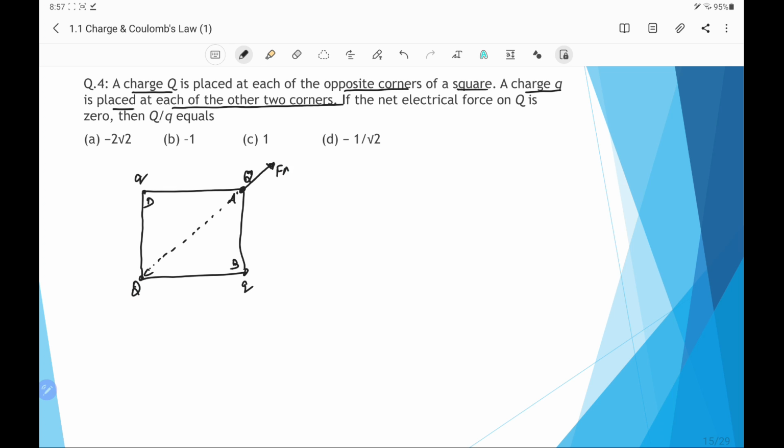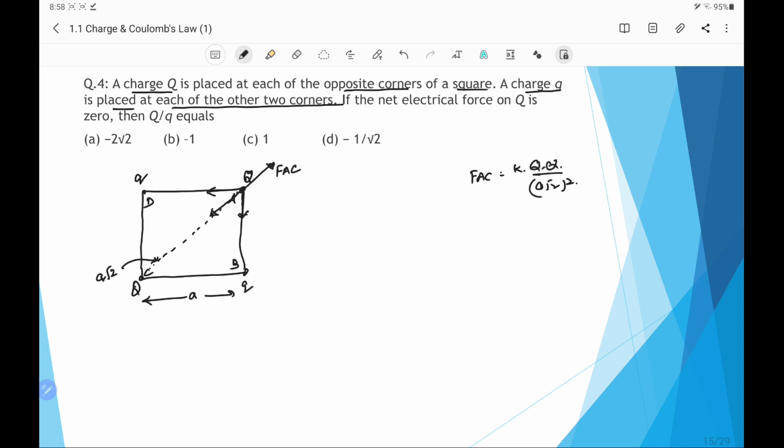So F on A due to C, we can write, is equal to k into q by, and the distance between the charges will be the diagonal of a square, that is a root 2 if the side of the square is a. So it is (a root 2) whole square. Now we have to check the forces due to the other two charges which are at B and D. At B and D, the forces should be in such a way that their resultant is opposite to the FAC.